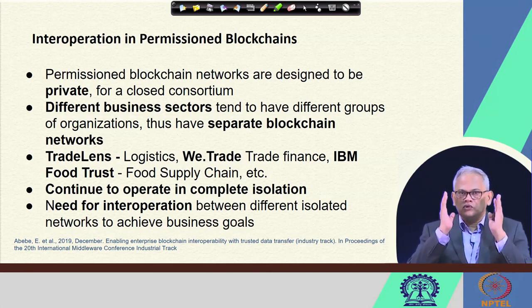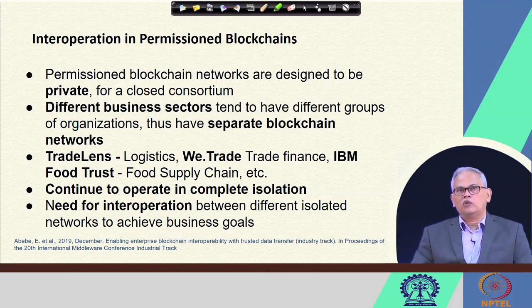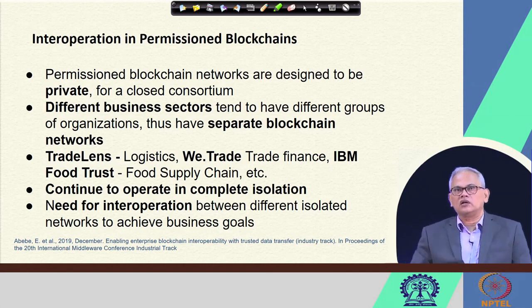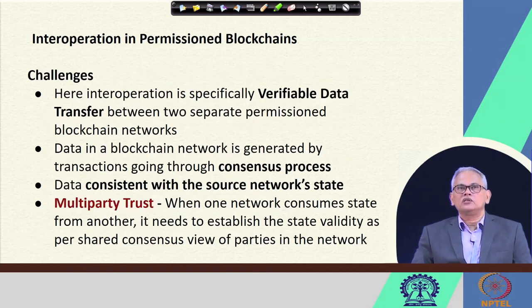So if there is one such blockchain like TradeLens, which is a logistics network, it does not as such have any interaction with the trade finance network or so on. So there is a need for interoperation between different such isolated networks to achieve certain common business goals. It will facilitate the business processes if they can really interoperate. Here the challenge is that this interoperation is specifically about verifiable data transfer.